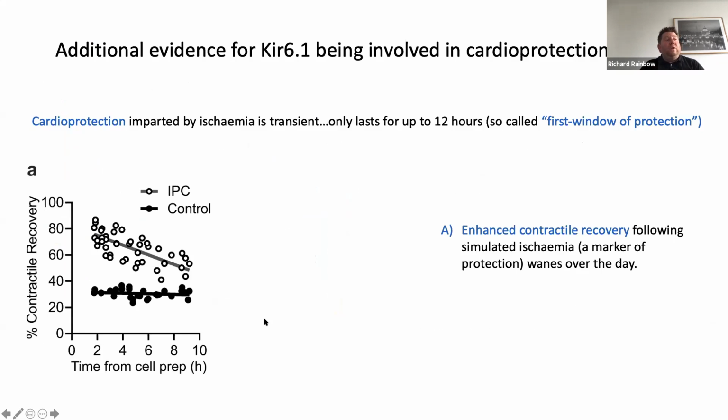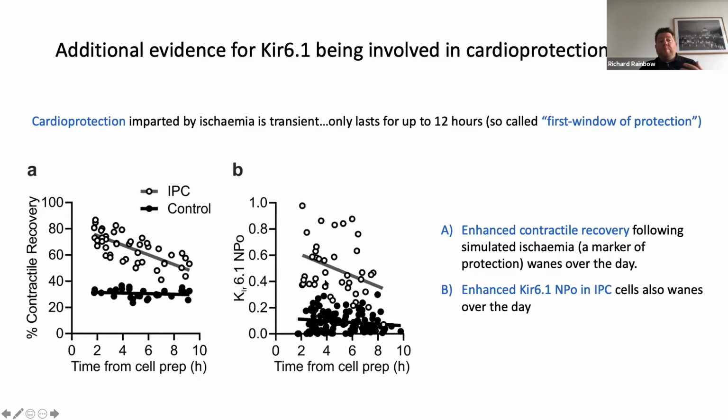And if you look at our enhanced contractile recovery, we can measure that during the day. So the longer it is from the time that we isolated the cells or imparted that protection, the smaller that protection is. And again, if we look at the open probability of the channel, the further away from the ischemically preconditioned, the lower the open probability is. So it seems that the contractile recovery and the enhanced open probability of the channel is waning during the day.